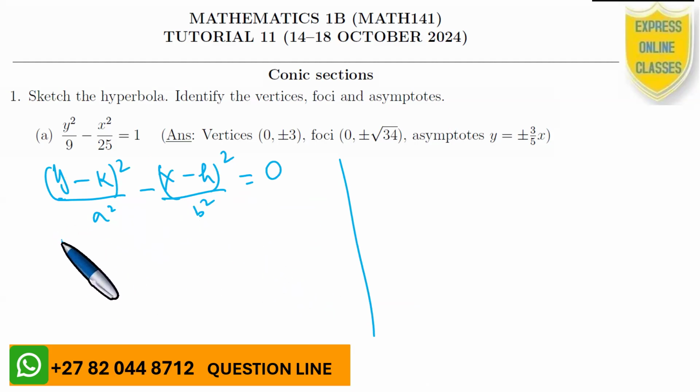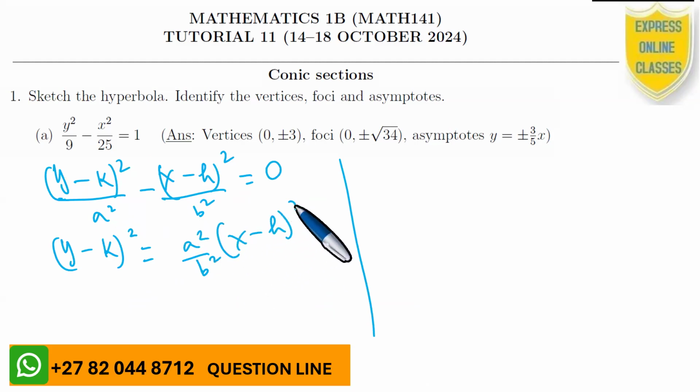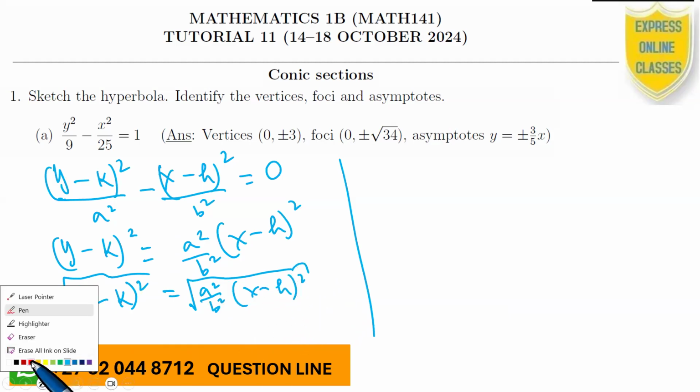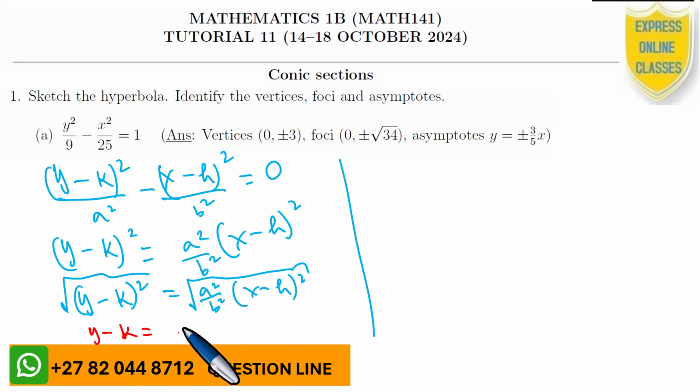And it's just that. So you'd have y minus k squared equal to a squared over b squared, then take the square roots. So then in the end, it becomes a over b for the general translated rectangular hyperbola.